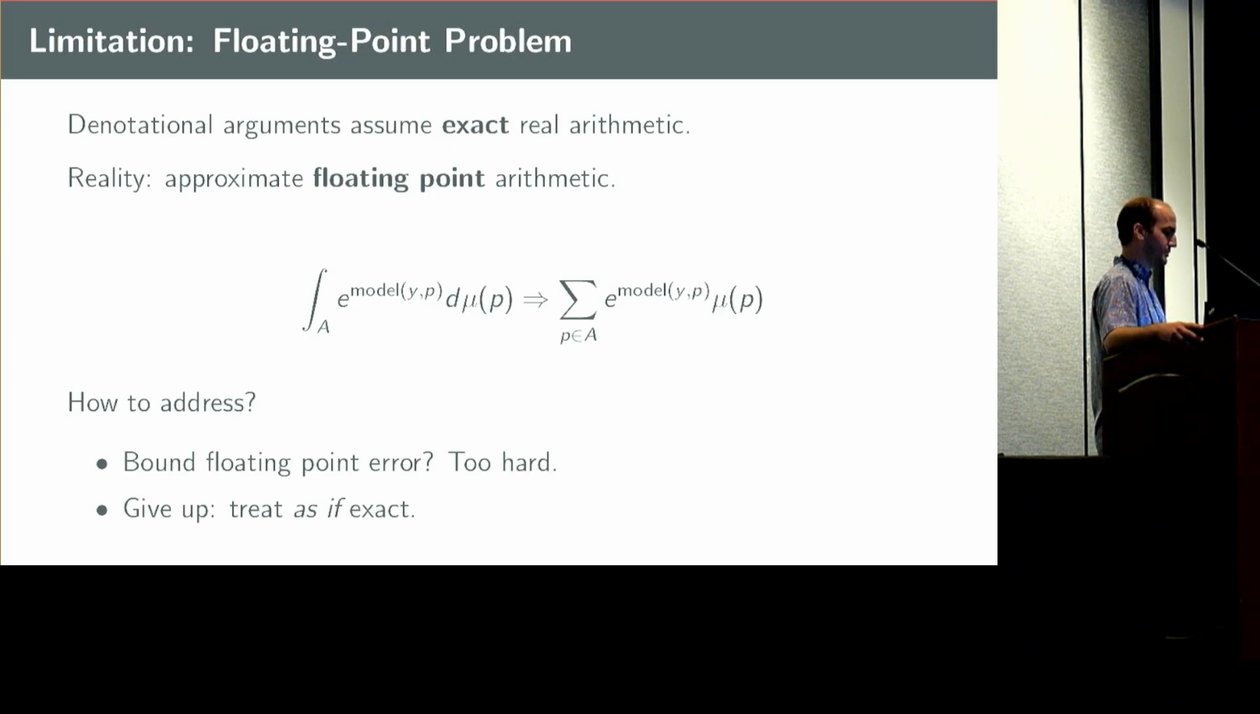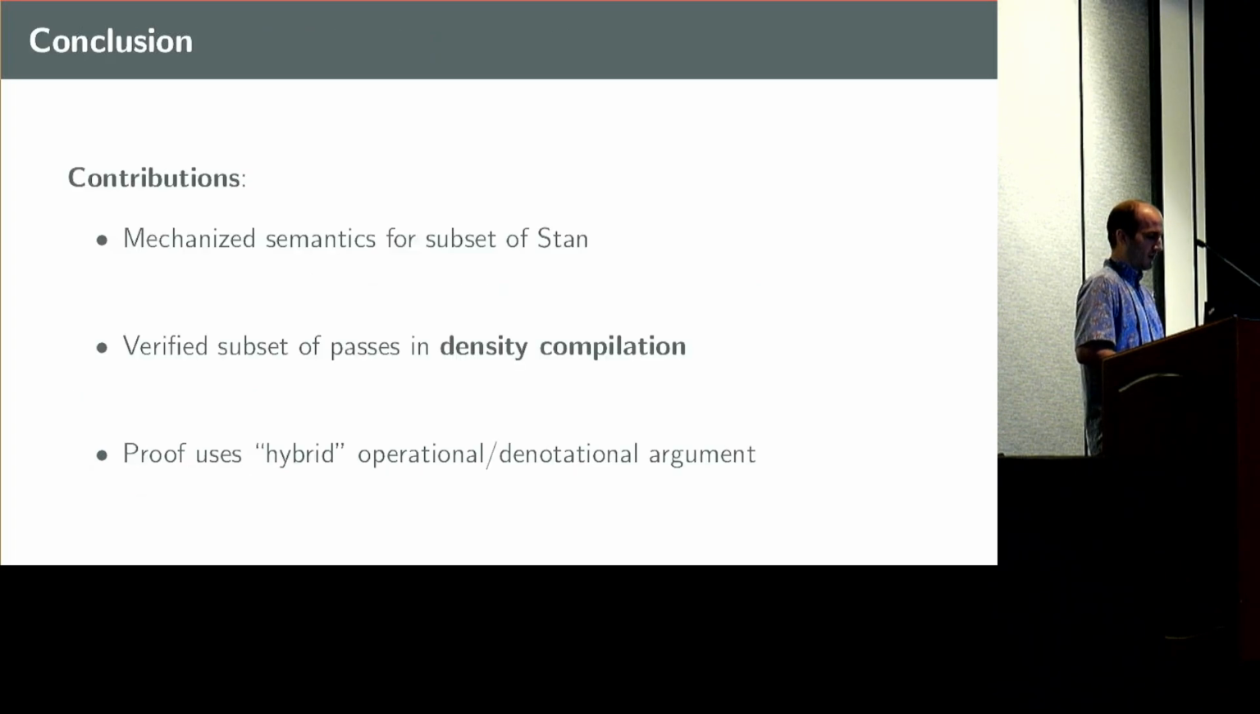Okay, so to conclude, we have a mechanized semantics for a subset of Stan in the Coq proof assistant. We've verified a subset of passes in this component called density compilation. And the proof technique involves this kind of interesting hybrid operational and denotational approach. And with that, I'm happy to take questions.